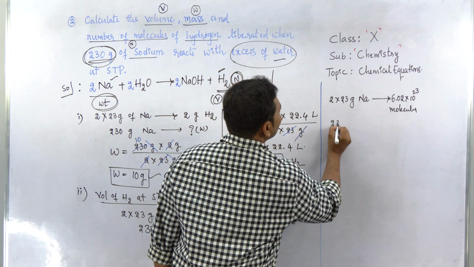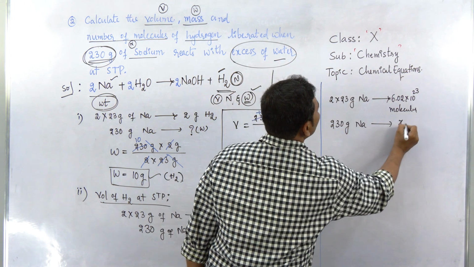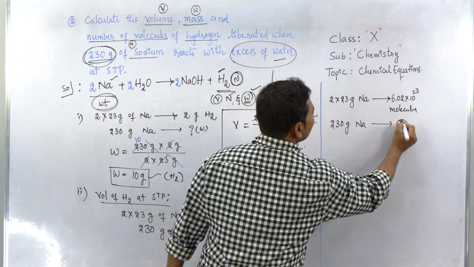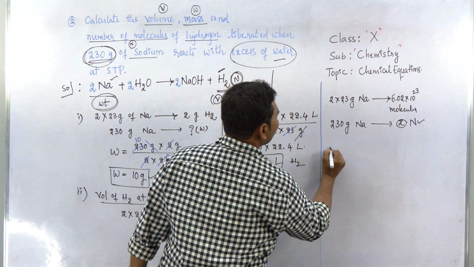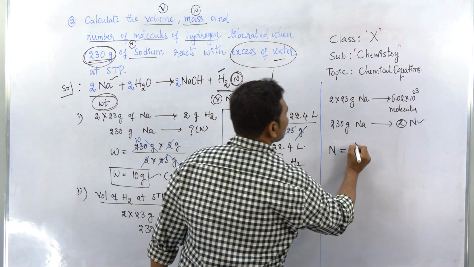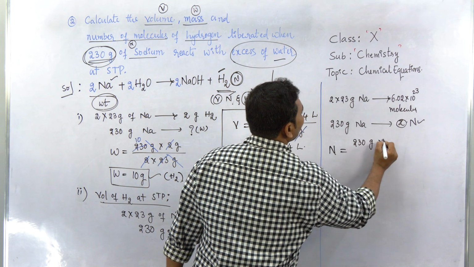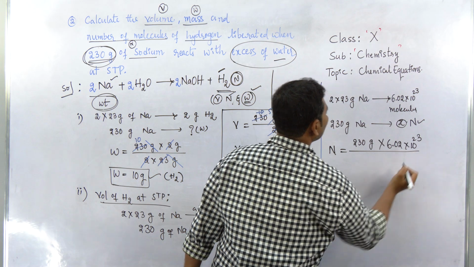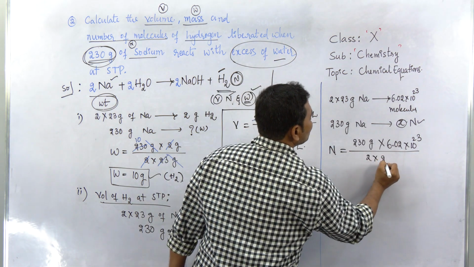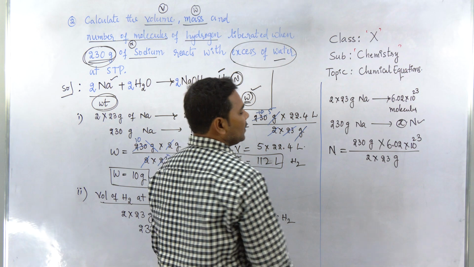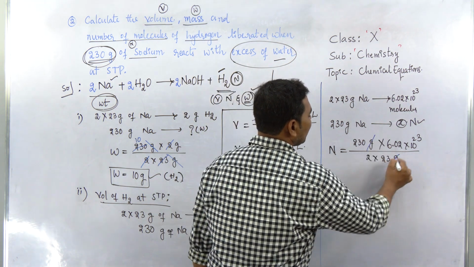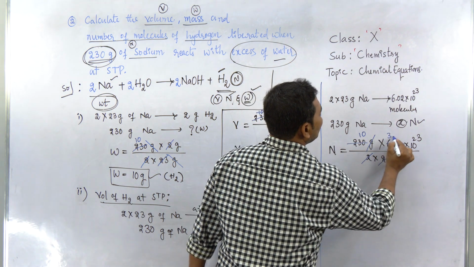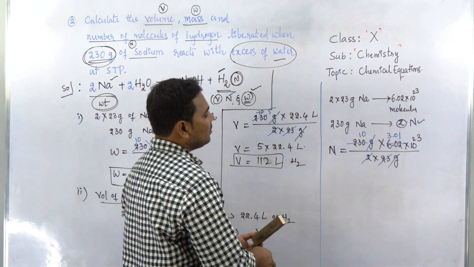1 mole of hydrogen gas here is 6.02 into 10 to the power 23 molecules. Then what is the given weight? 230 grams of sodium produce, let's say, X molecules of hydrogen. How do we write this X? Let's say capital N, the number of molecules of hydrogen. N is equal to, I just cross multiply here, 230 grams of sodium into 6.02 into 10 to the power 23 molecules of hydrogen, divided by 2 into 23 grams of sodium. Now the grams get cancelled. 230 ones are 230, 2 tens are 20, and we get 3.01, right?